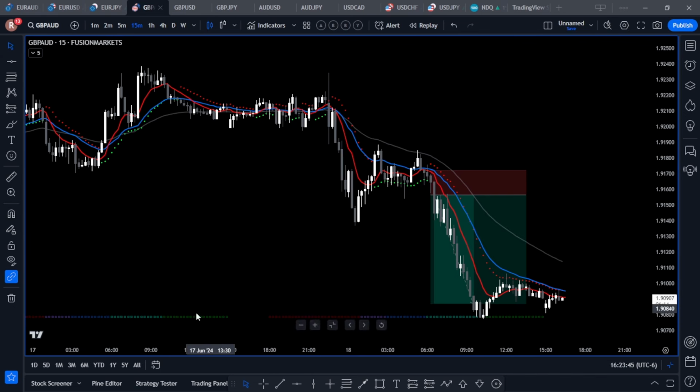We can see in these areas between the end of New York and the first bit of Asia, the market's very quiet, and we're seeing that again now. Currently, we're at the end of New York and the market's very quiet.